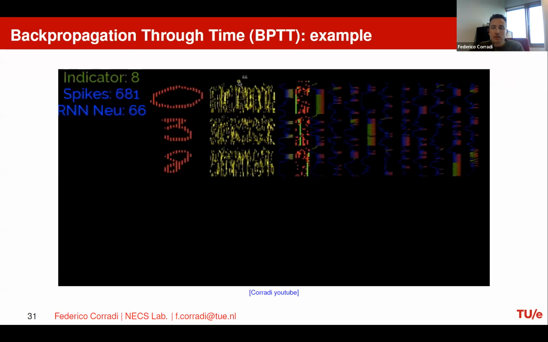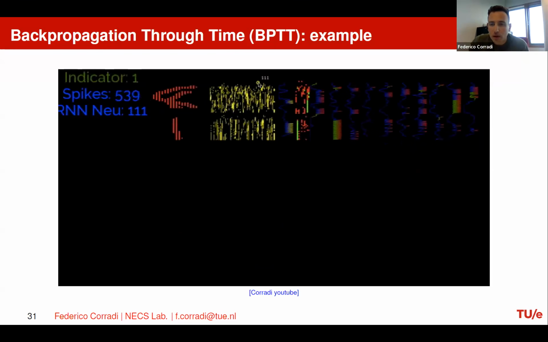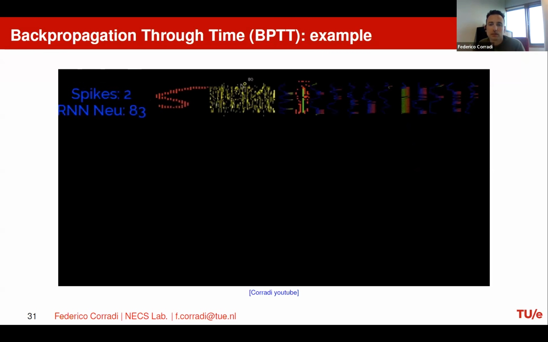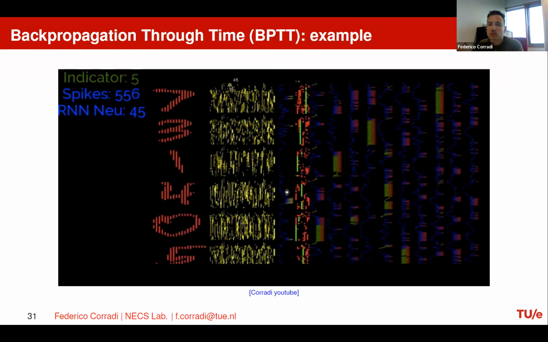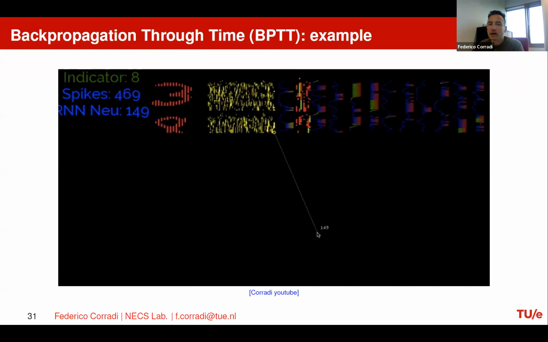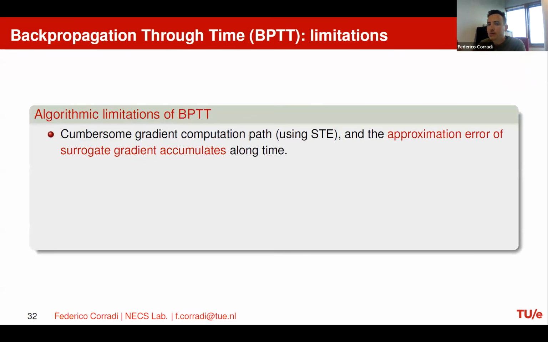And so you can ask the network at each point in time, what is the output, what is the most likely class that you're looking at. And this is done with this method of backpropagation through time. So nothing novel here, just an application, and with this, we could actually train the MicroBrain chip. But now there are some algorithmic limitations here. The first one is that you need to use this straight-through estimator. So we need to use this Gaussian or whatever. And the approximation error of the surrogate gradient accumulates along the time.